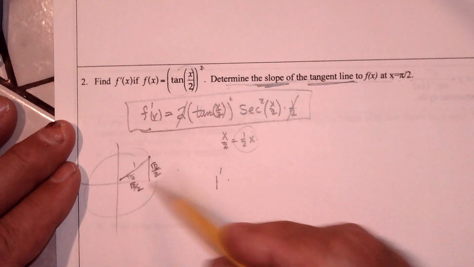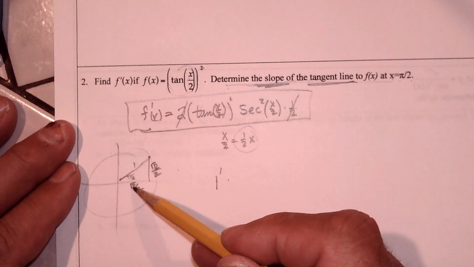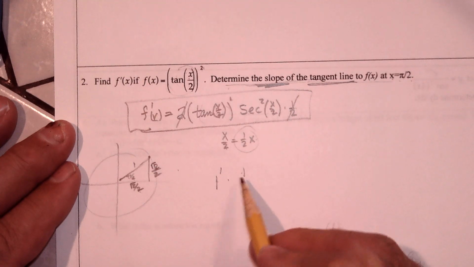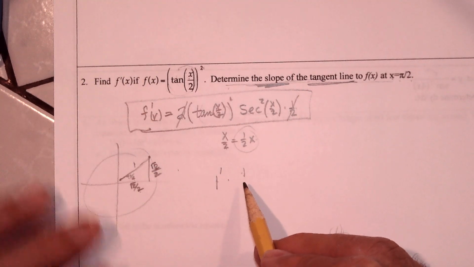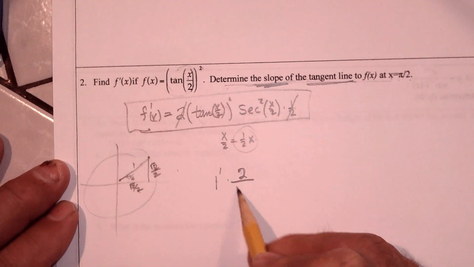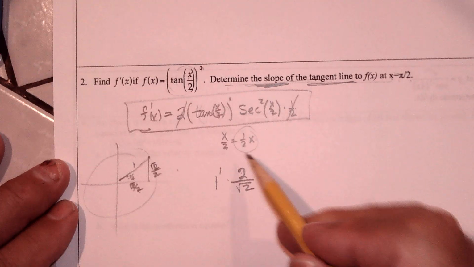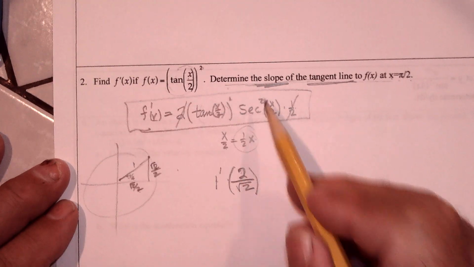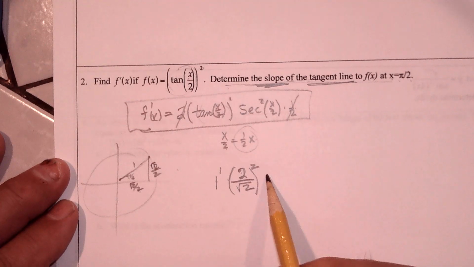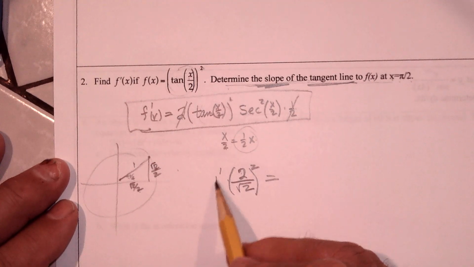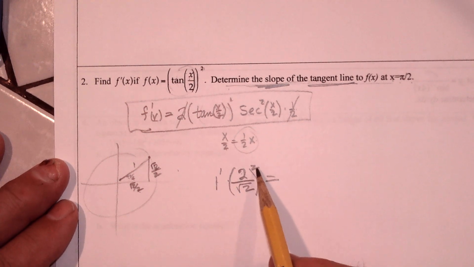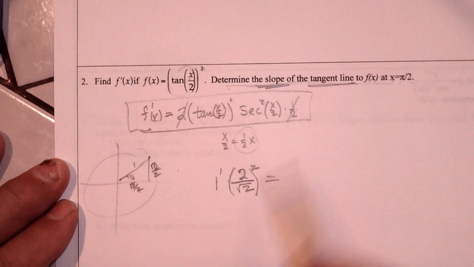And so the secant is 1 over square root of 2 over 2, or the reciprocal of square root of 2 over 2, which is 2 over the square root of 2. And that is squared. And so we get 1 to the 1 power, or 1, times 4 over 2.